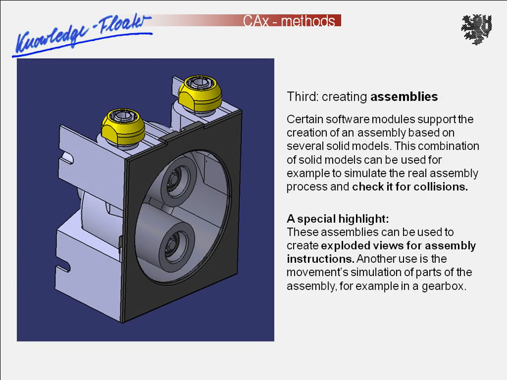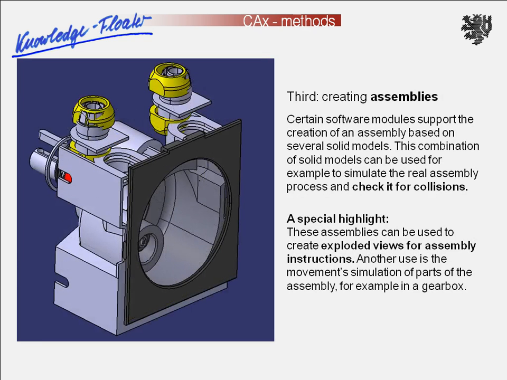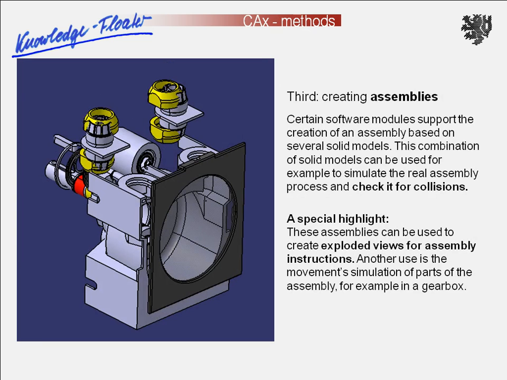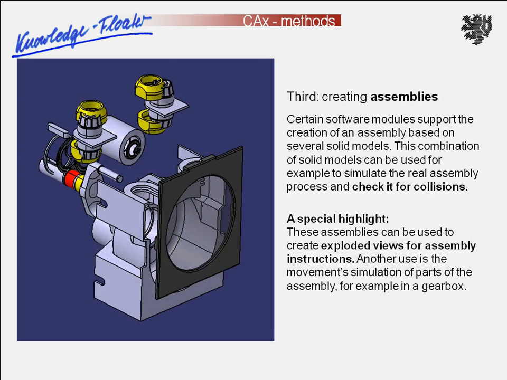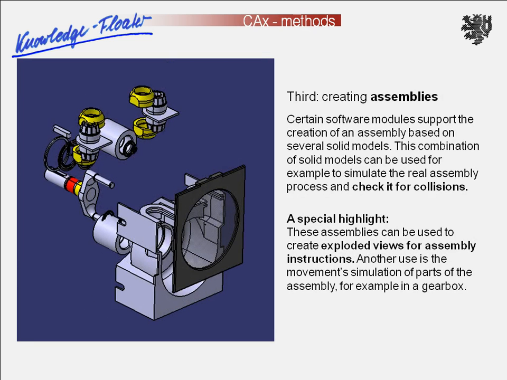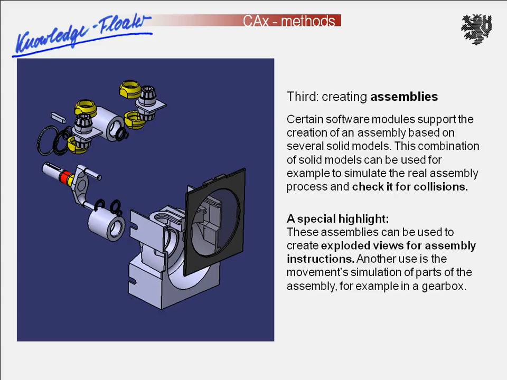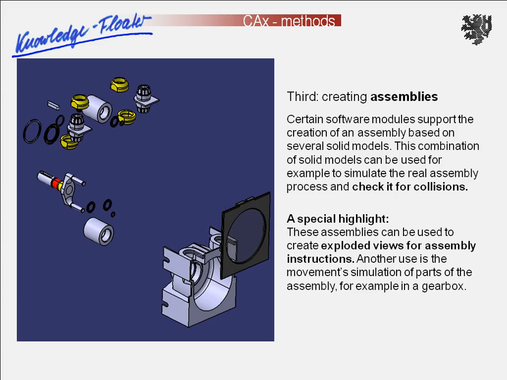Third, creating assemblies. Certain software models support the creation of assemblies based on several solid models. This combination of solid models can be used, for example, to simulate the real assembly process and check it for collisions. A special highlight: these assemblies can be used to create exploded views for assembly instructions. Another use is a movement simulation of parts of the assembly, for example in a gearbox.